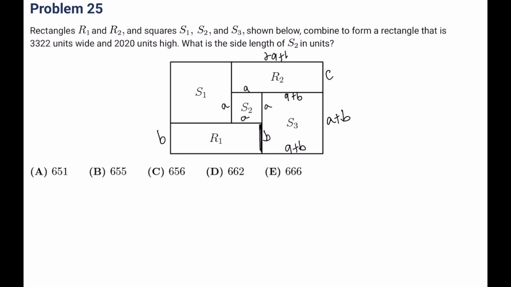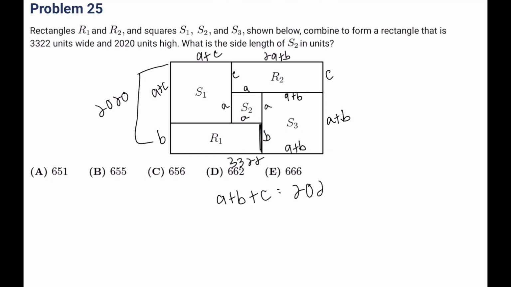So we know that this is 2A plus B, this is C, this is A plus C, and this is A plus C. And we know that the height of the rectangle is 2020, and that the width of the rectangle is 3,322. So we have both of these lengths in terms of variables. Here we have that A plus B plus C is equal to 2020. And here we have that 3A plus B plus C is equal to 3,322. And we want to find the length of S2, which we labeled here as A.